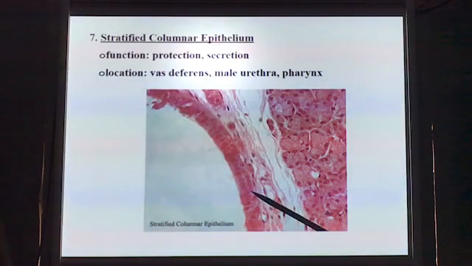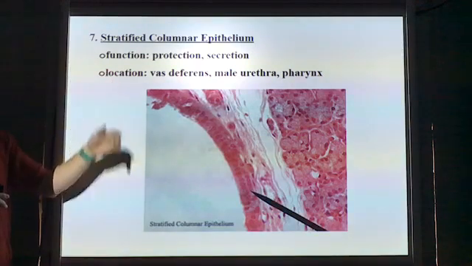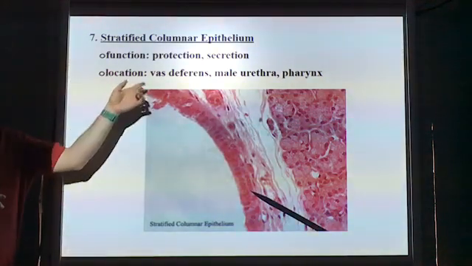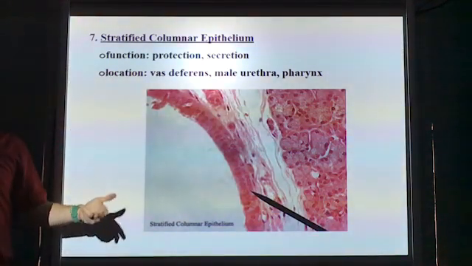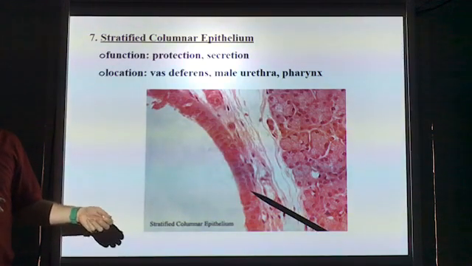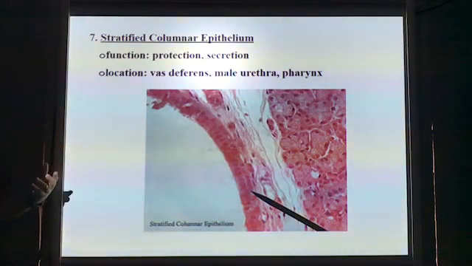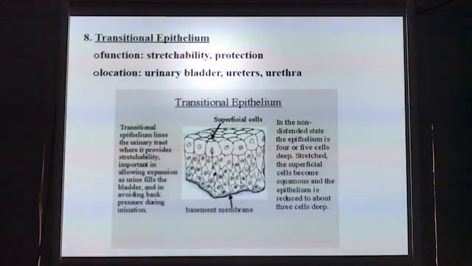Stratified columnar, we know many layers of columns. The protection and also secretion. We find this in the vas deferens and the male urethra. These are part of the male reproductive system. And also in the pharynx, so your throat area. Stratified, many layers, columnar, that's the shape of them, those columns.